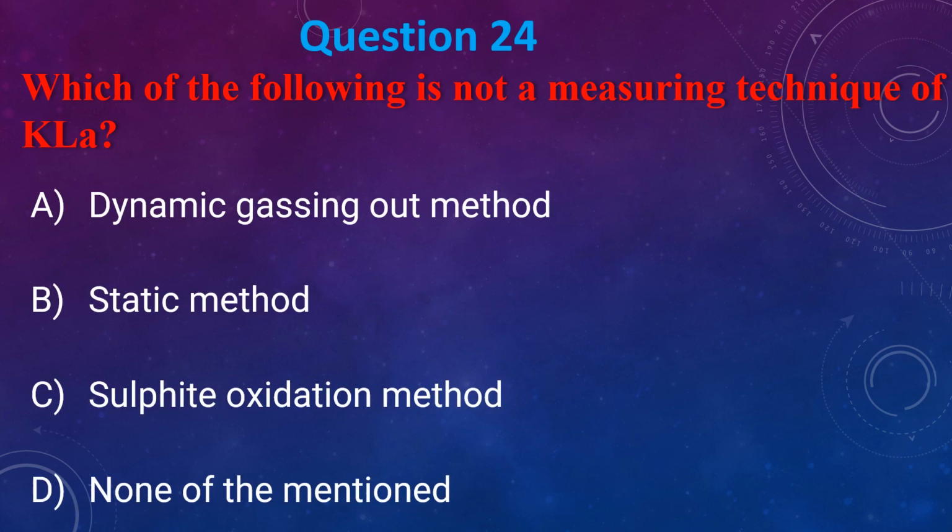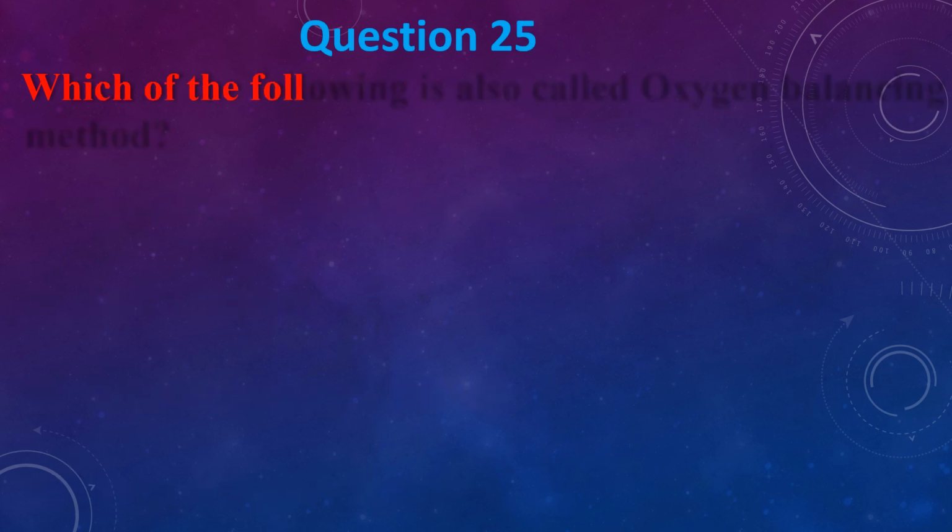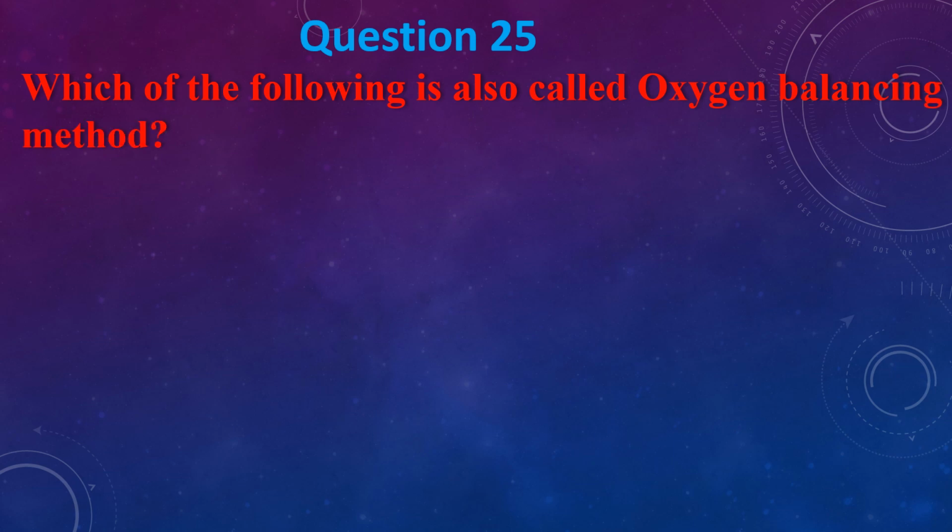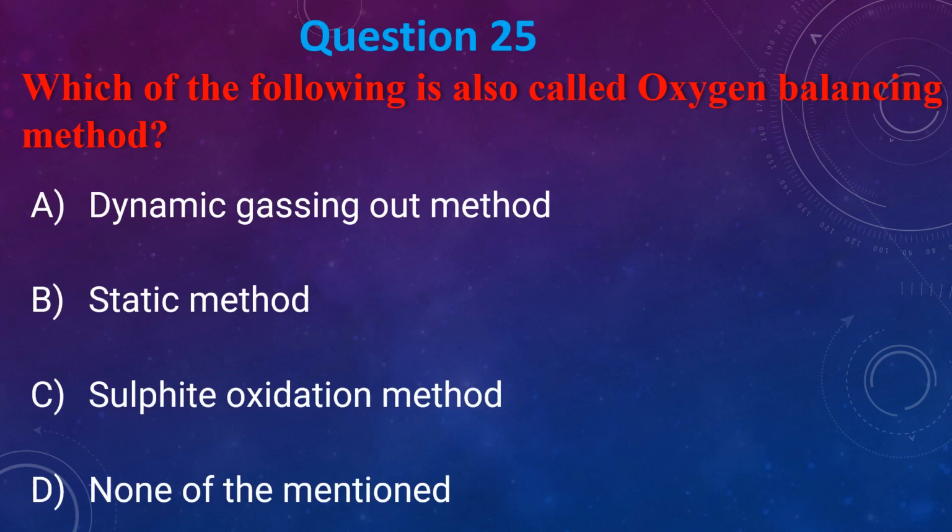Which of the following is not a measuring technique of KLa? A. Dynamic gassing out method. B. Static method. C. Sulfide oxidation method. D. None of the mentioned. The answer is D. None of the mentioned. Which of the following is also called oxygen balancing method? A. Dynamic gassing out method. B. Static method. C. Sulfide oxidation method. D. None of the mentioned. The answer is static method.